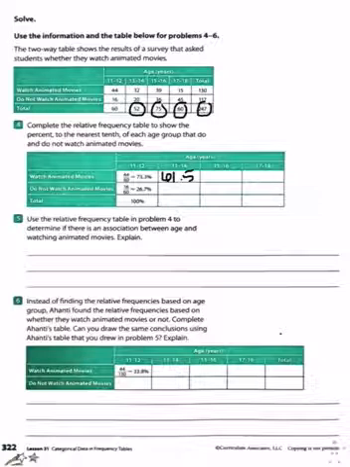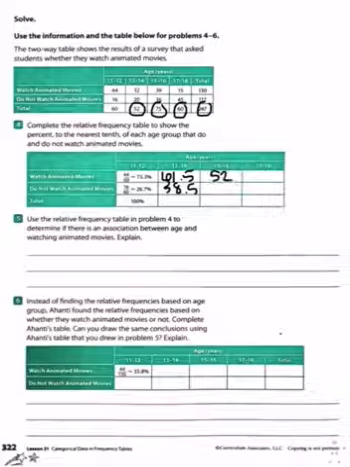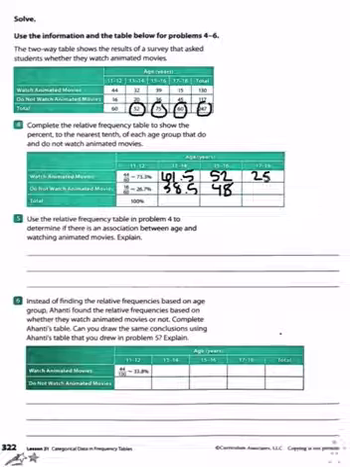I do 20 divided by 52 times 100 gives me 38.5%. For 15 to 16, I'm going to do 39 divided by the total 75 times 100, which is going to give me 52%. 36 divided by 75 gives me 48%. And for 17 to 18, I'm going to do 15 divided by the total 60, which is going to give me 25%. And 45 divided by 60, which gives me 75%. All across the bottom, the 100s should be the total because it's 100%.